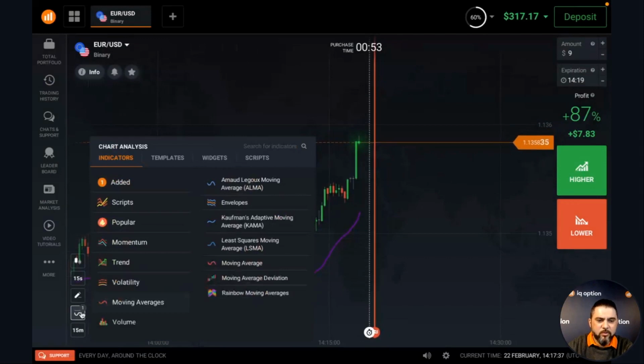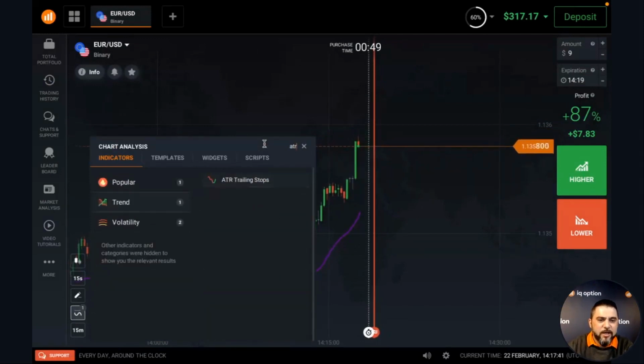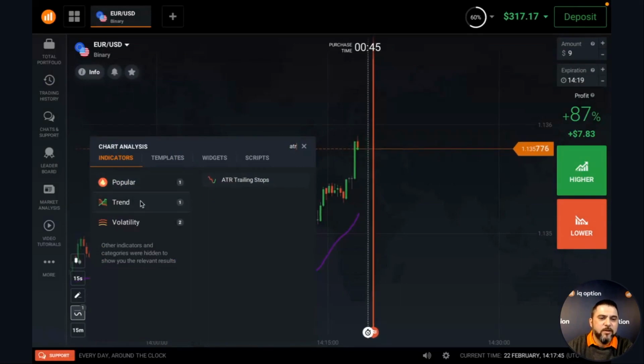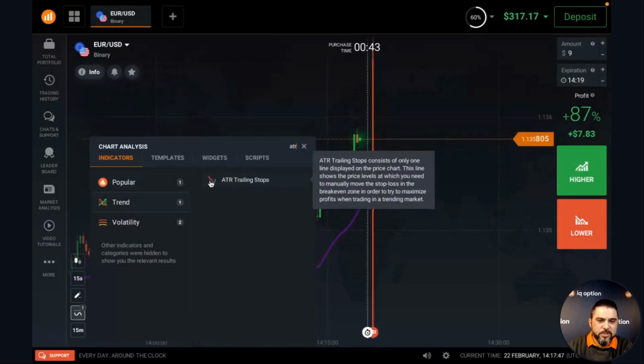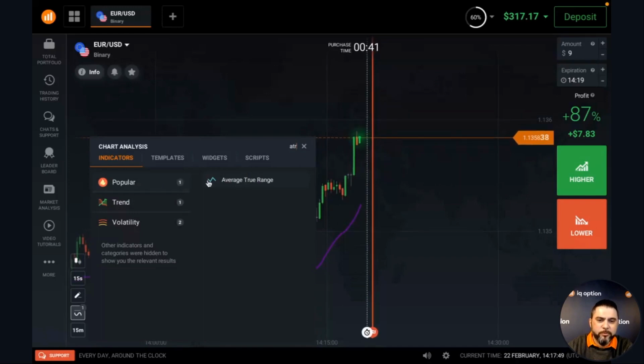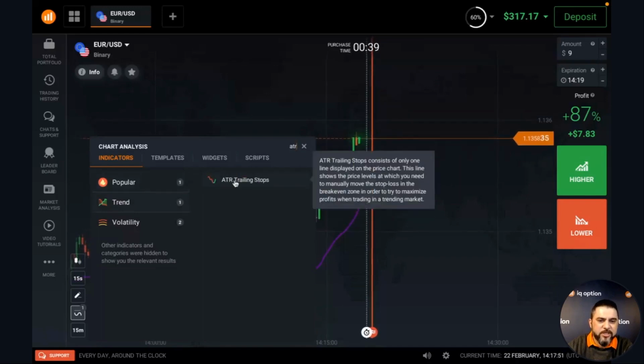There it is. Second one I'm going to go for is the ATR. And we can see there's 2 of them. There's one in the popular and there's one in the trend. We want the trend one. So make sure you're choosing this one, not this one. Not the blue one, but the trailing stops.